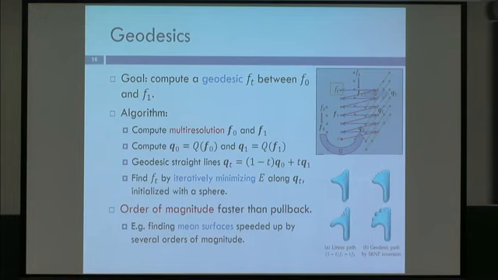So as I just said, we compute the multi-resolution Fs, we compute the multi-resolution Qs corresponding, we compute the straight lines between the multi-resolution Qs, and then we minimize the matching function to get back the multi-resolution and eventually the fine resolution surface. And this is an order of magnitude faster, at least, than doing it in the original surface space. Like I said, it took 2 hours there, and it's very much quicker here. And in particular, for finding mean surfaces, it speeds things up enormously, where you need many, many geodesic computations.